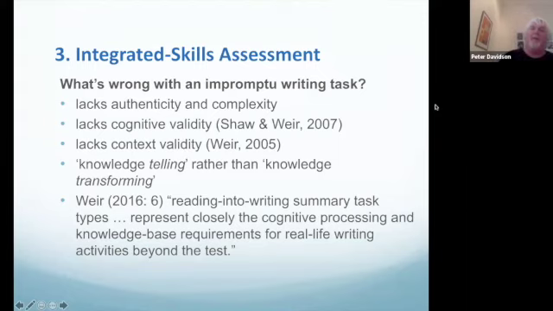So the opposite of an integrated skills assessment is an impromptu writing task, where you walk into class, or you give the students a test and you say, okay, here's a cold prompt. You've never seen this prompt before. You don't know anything about it. You've never studied it. It's an area that you're not that familiar about. And it's like the thing you get on IELTS task 2. Here's a prompt, and off you go. And that's the way we assess writing.